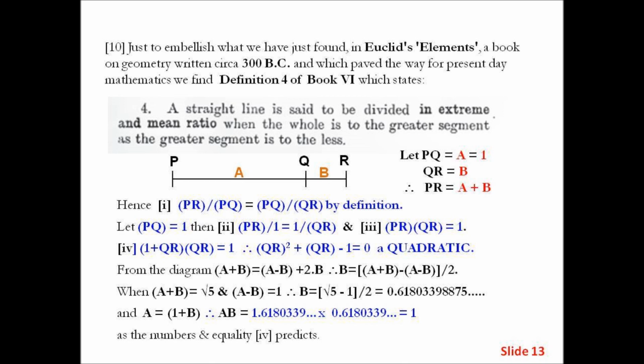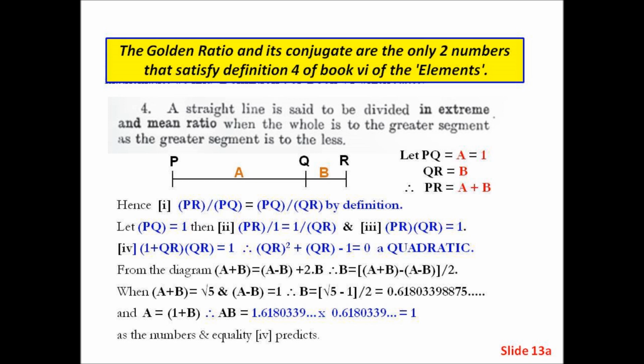all divided by 2 is equal to 0.61803398875, and A equals 1 plus B, therefore AB equals 1.6180339 times 0.6180339 equals 1, as the numbers and equality 4 predicts. The golden ratio and its conjugate are the only two numbers that satisfy definition 4 of book 6 of Euclid's Elements.